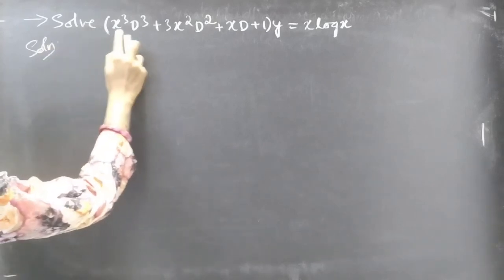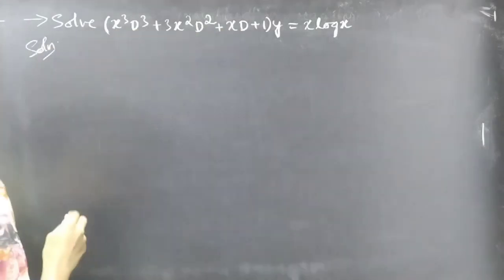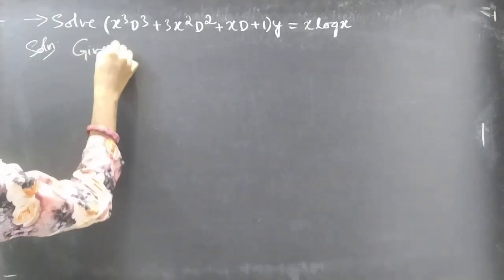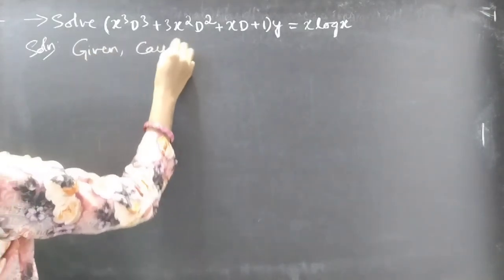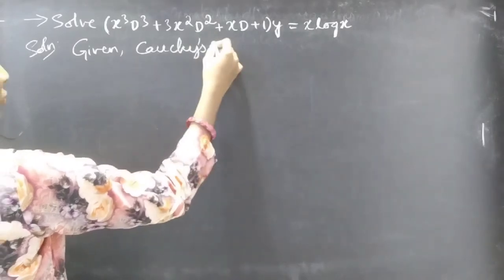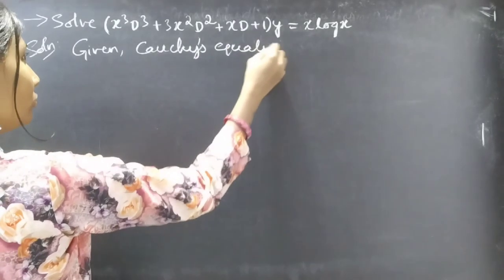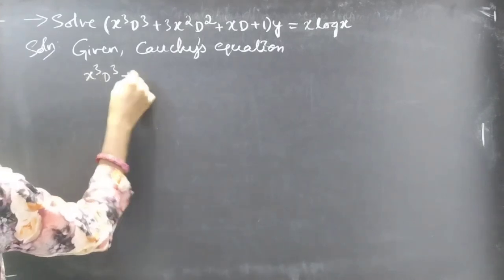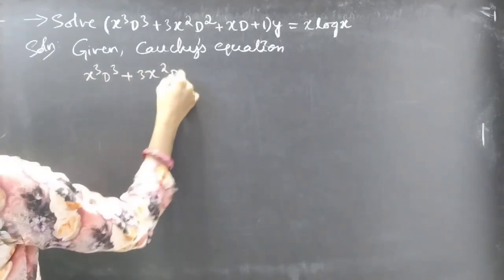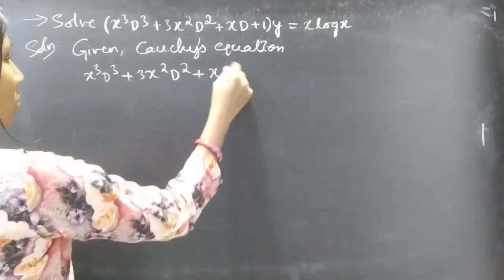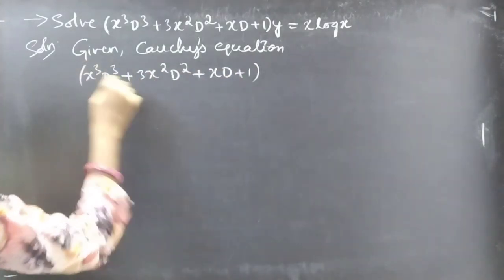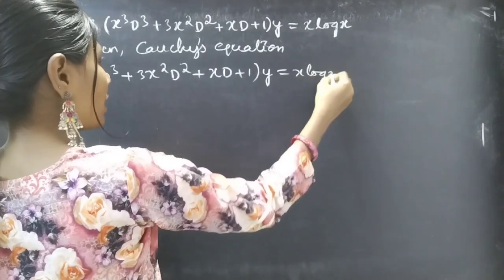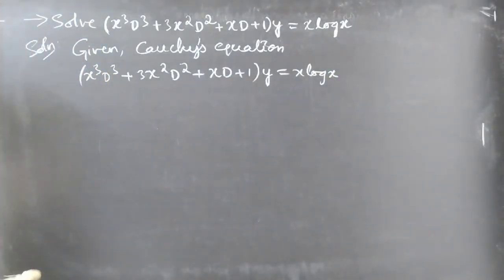We are given a differential equation with variable coefficients, and also we are given a Cauchy's equation. (x cube D cube plus 3x square D square plus xD plus 1) y equal to x log x, right?